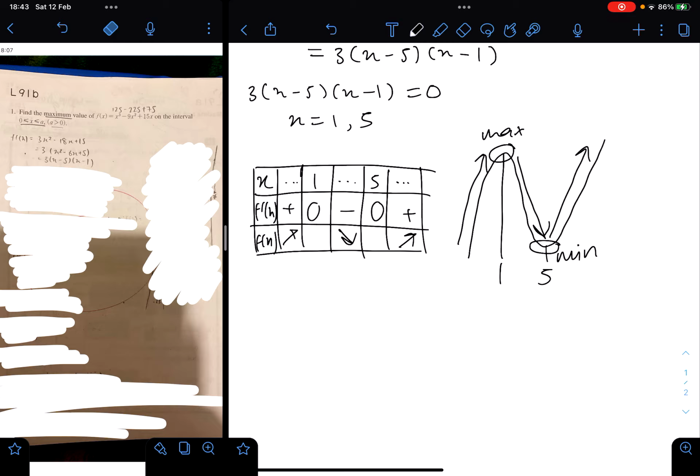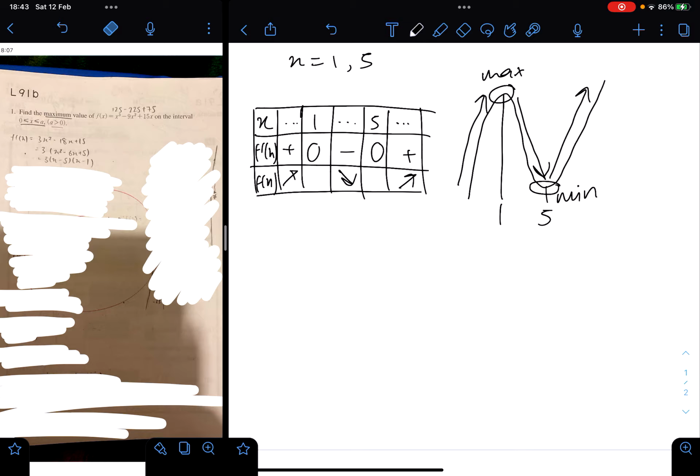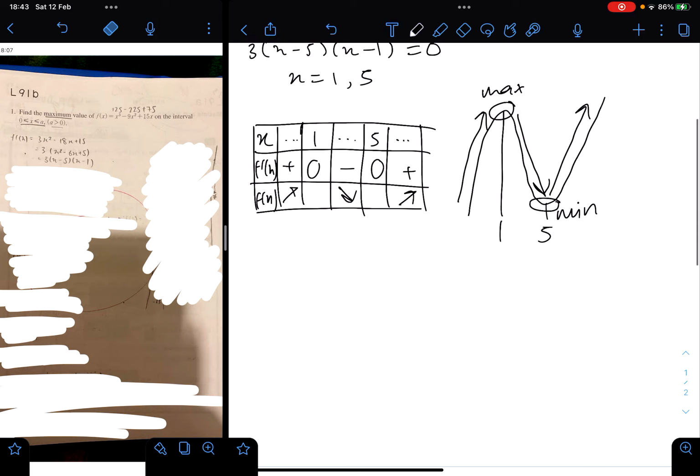And then we want to find the values of f of x at x equals 1 and at x equals 5. So you just substitute 1 into f of x and 5 into f of x, and you get f of x equals 7 and f of x equals minus 25 over here.